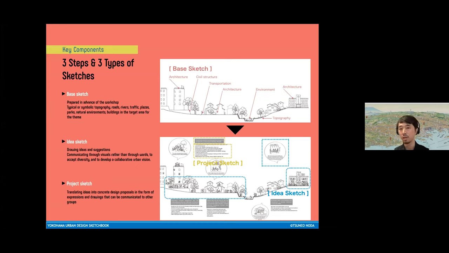So in the process of drawing those base sketches, we talked to architecture students and some experts who are available in the local area to incorporate topography, buildings, environment and people's activities. We surveyed all of these elements in drawing those sketches, and citizens take part in the stage of the idea sketch.